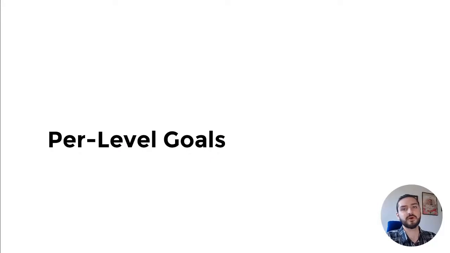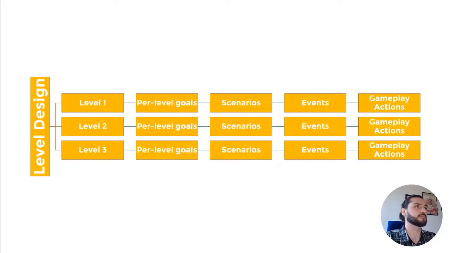So let's discuss per level goals. For each level, there ought to be an internal level design goal set. Consider what you want or need the player to achieve within a given level. From there, you can consider what gameplay scenarios should be selected for this level, what are the exciting events that will take place, and what specific actions the player will have to perform.